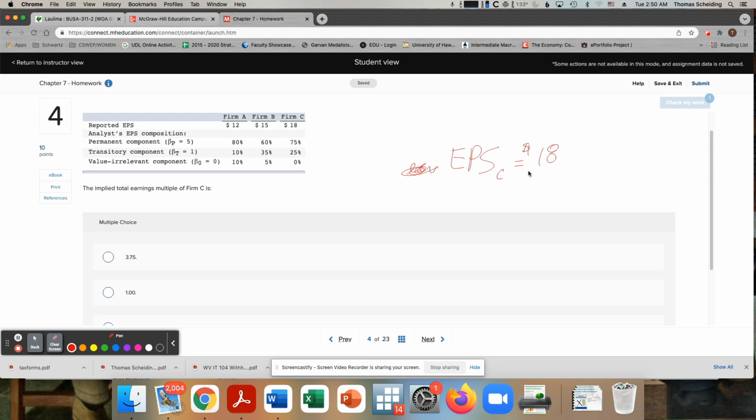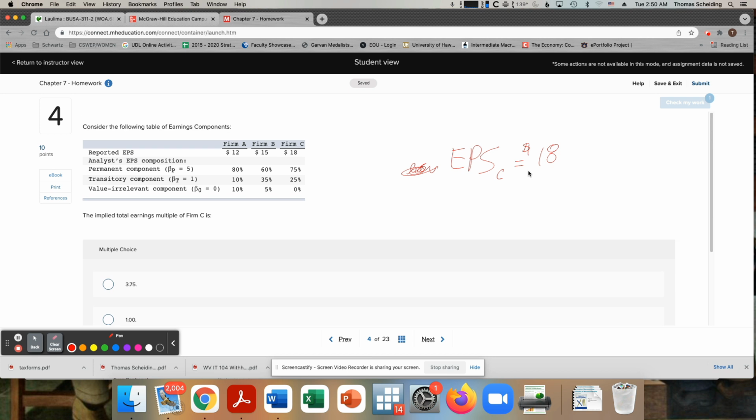And if we're looking at the implied earnings multiple, what we need to calculate is the implied share price. So, from this information here, we can see that.